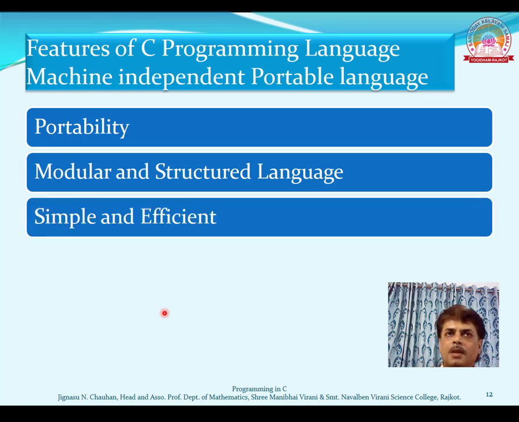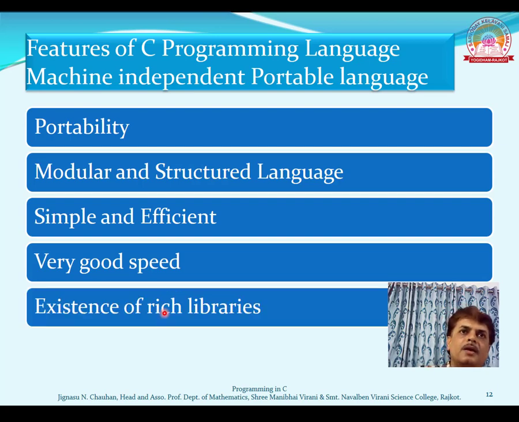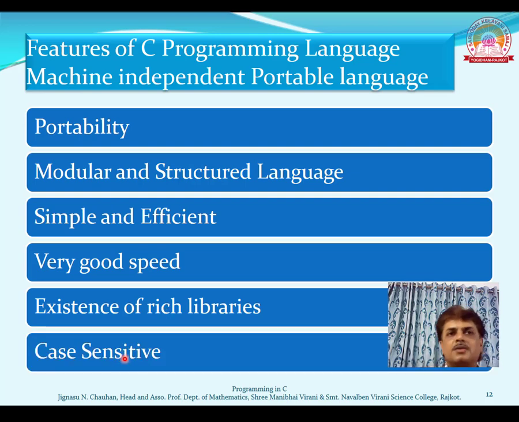C is very simple and efficient. The programs written in the C language have very good speed of calculation, and the existence of a rich library also makes C a preferred language for programmers. C is also a case sensitive language. It means it can make a difference between lowercase and uppercase letters.